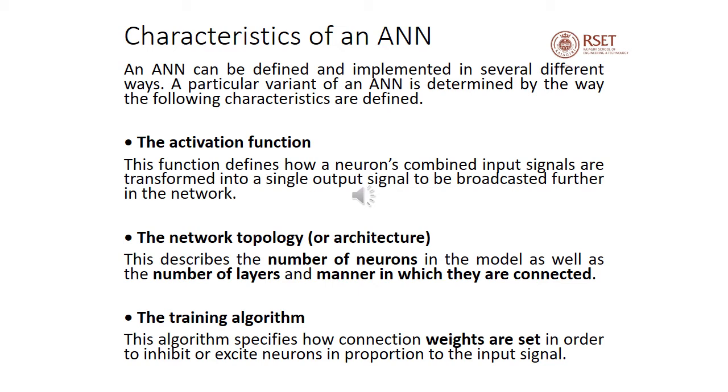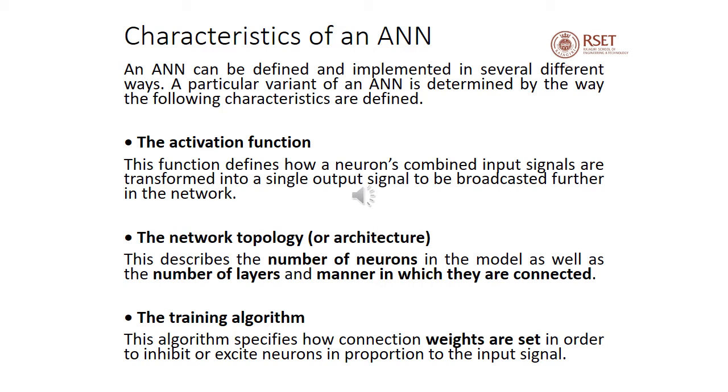Let's see the characteristics of an ANN. An ANN can be defined and implemented in several different ways. The particular variant of an ANN is determined by the way the following characteristics are defined. The first characteristic is the activation function. This function defines how a neuron's combined input signals are transformed into a single output signal to be broadcasted further in the network. And the second characteristic is network topology or architecture.